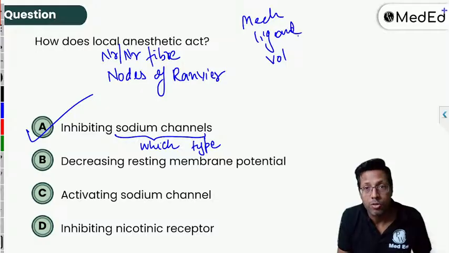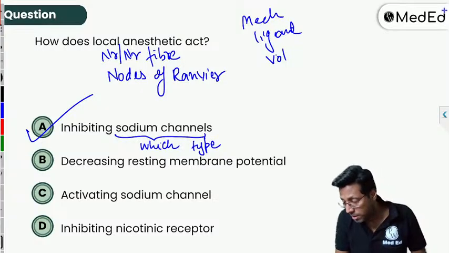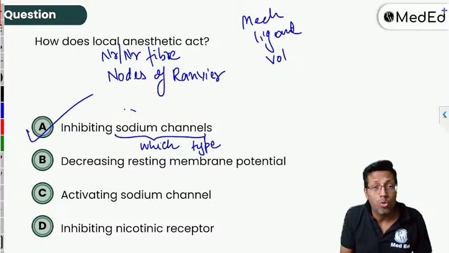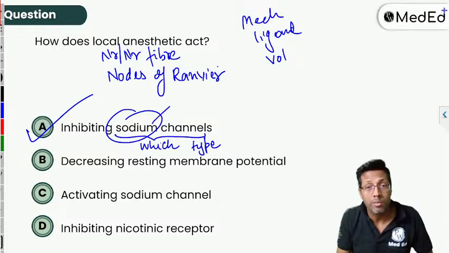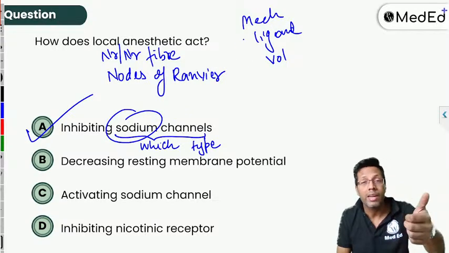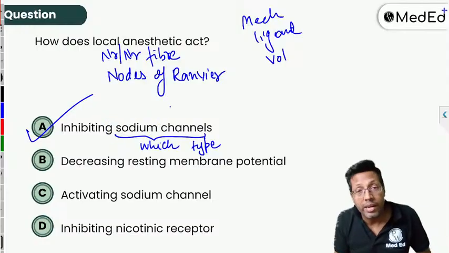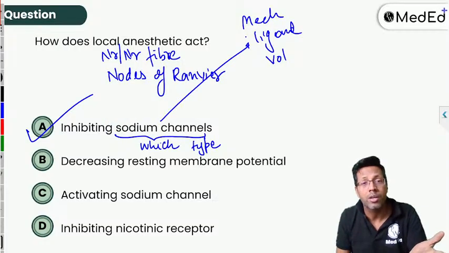Mechanical, ligand, and voltage. These are all exam questions, right? All of them have been asked. Voltage: sodium goes inside, so it is voltage gated. Ligand means there is going to be something attached onto it. Mechanical means it's with pressure. Ligand gated is going to be with some neurotransmitter or whatever, right?